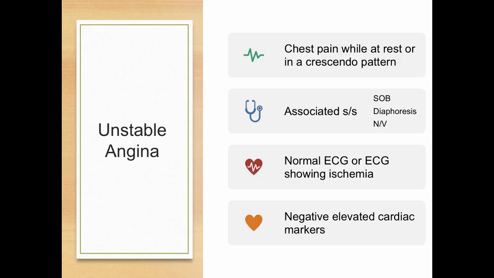And with unstable angina, if we were to draw labs right then and there, we would see our cardiac markers, our cardiac labs, they would be negative. So this is chest pain, but at rest it doesn't go away. I might see some ischemia on the 12 lead, but my cardiac labs are negative.